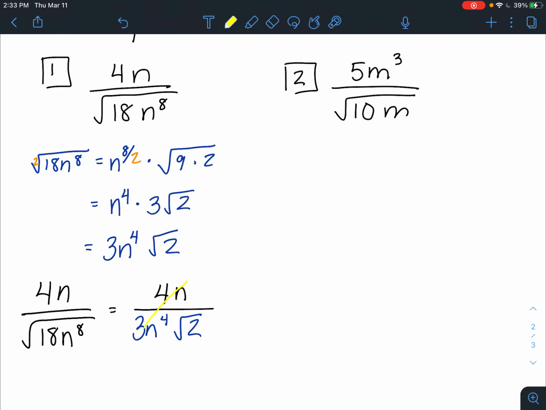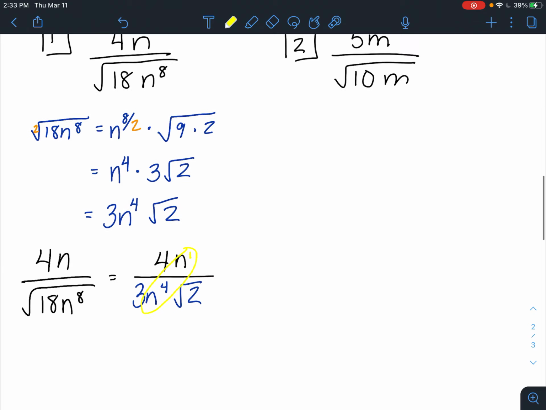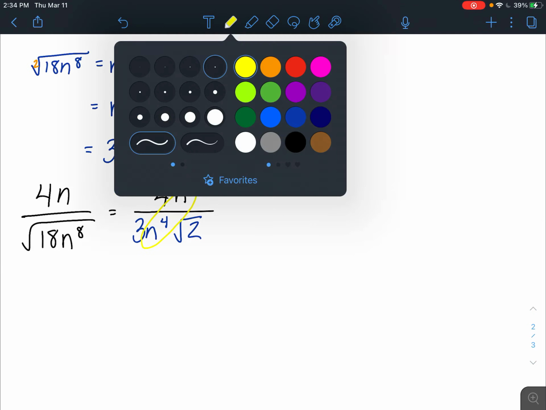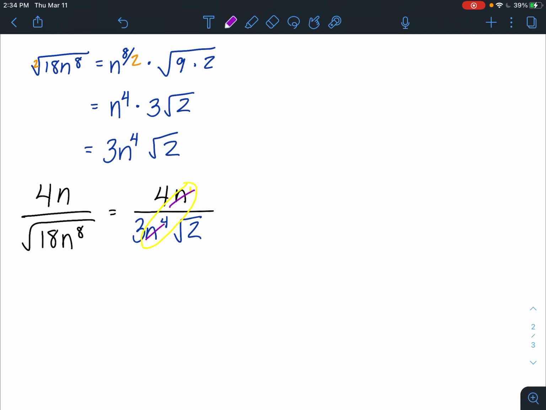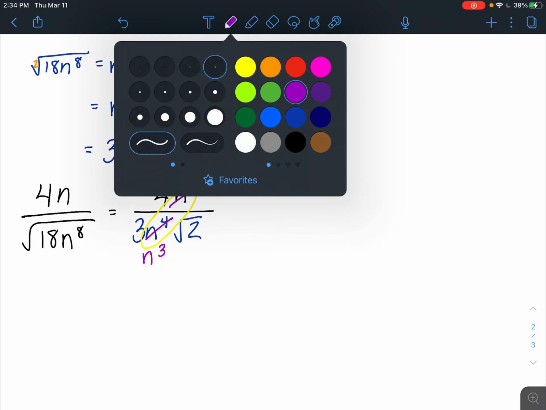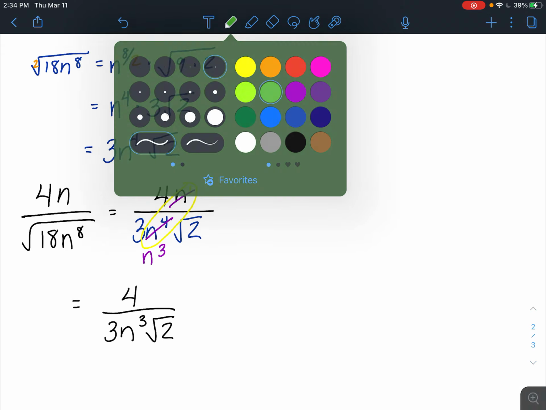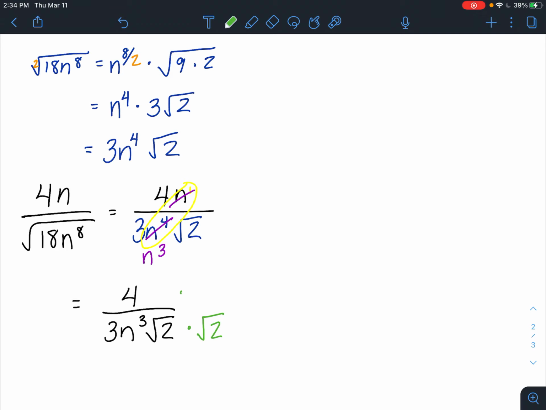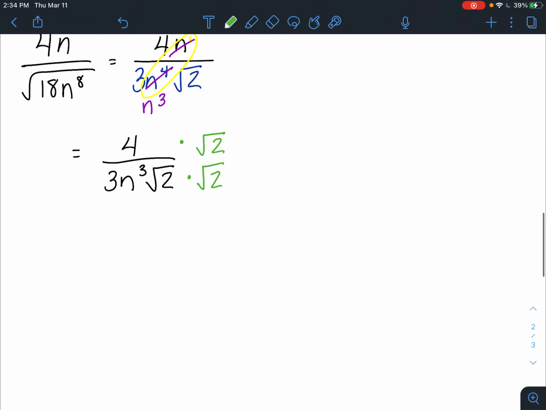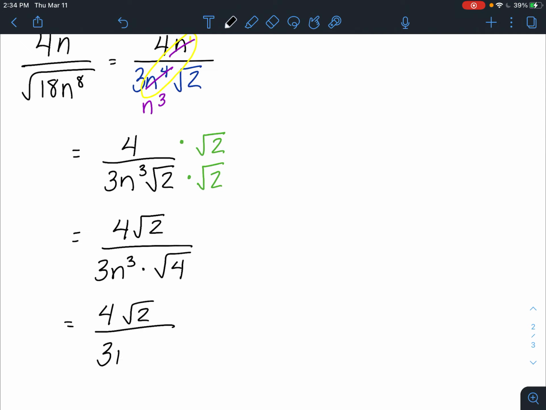So the first thing I'm going to do is I want to reduce these n's. So remember, this is n to the 1st. So if I have one n in the top and then 4 n's in the bottom, I can reduce that, and I'm going to get rid of the n there, and that's going to become n cubed. So rewriting what we have: 4 over 3n cubed times the square root of 2. So now I want to get rid of the square root of 2. So I need to multiply it by itself to cancel it out. So I'm going to end up with 4 square root of 2 in the numerator over 3n cubed times the square root of 4. And then the square root of 4 is regular old 2.